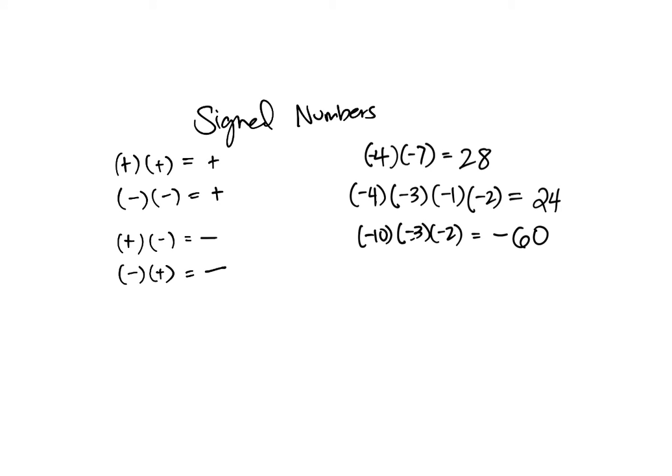-60. And again, if you are multiplying fractions, then the same rules apply, but you're just going to use the number of negative terms to determine the sign. Now we're going to go into dividing signed numbers.